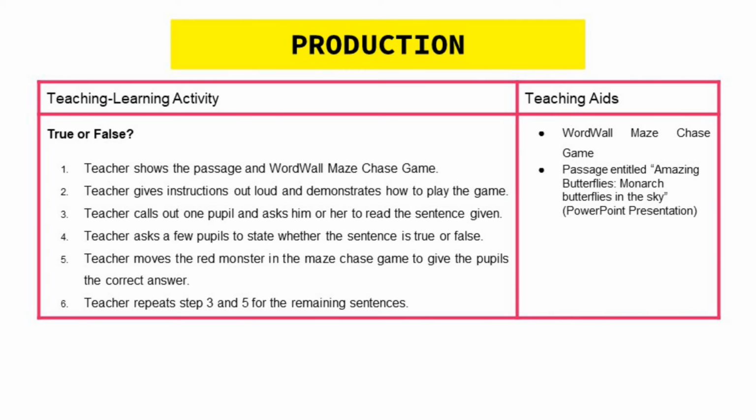Okay, moving on to the next stage. The teaching aids are WordWall maze chase game and the passage I mentioned earlier. So the procedure is similar to the practice stage. The teacher must present his or her screen and show the game to the pupils. Like the practice stage, the teacher calls out pupils' names to read the sentences given. Then the teacher asks for the pupils' answers. The teacher then moves the alien icon to the box with true or false.